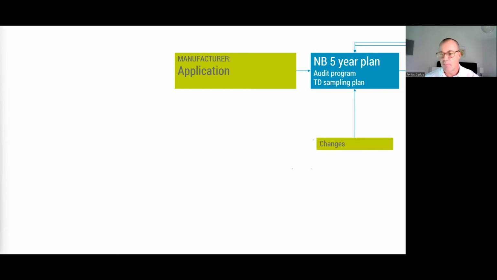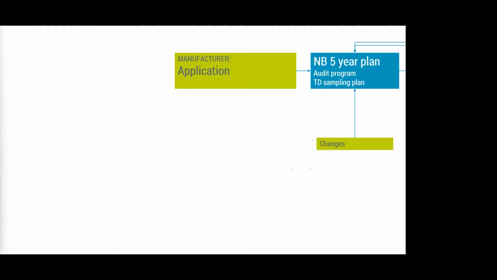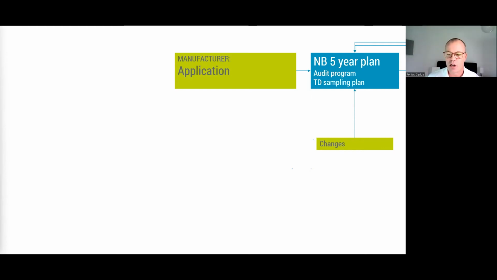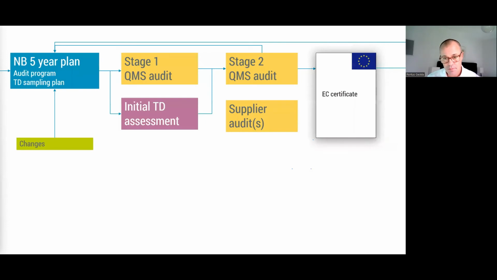This is the manufacturer's application, as we just discussed. Then, based on the application data, the notified body should be able to set up a so-called 5-year plan that shall cover all planned activities for the coming certification cycle. The 5-year plan then needs to be continuously updated by the notified body during this cycle.